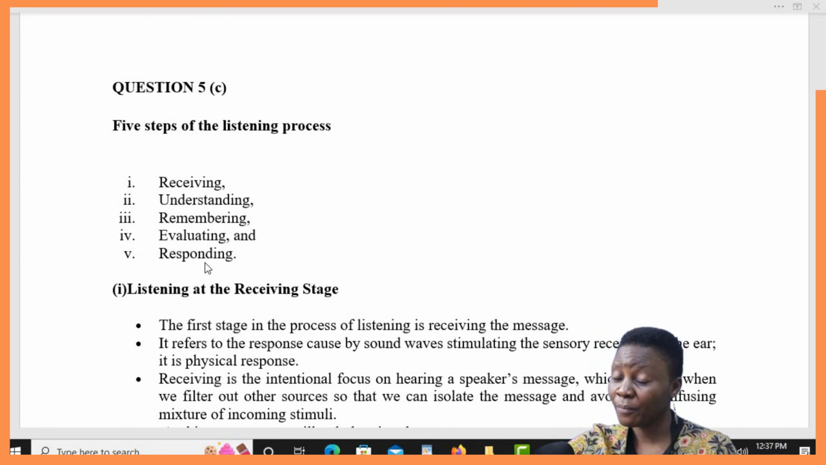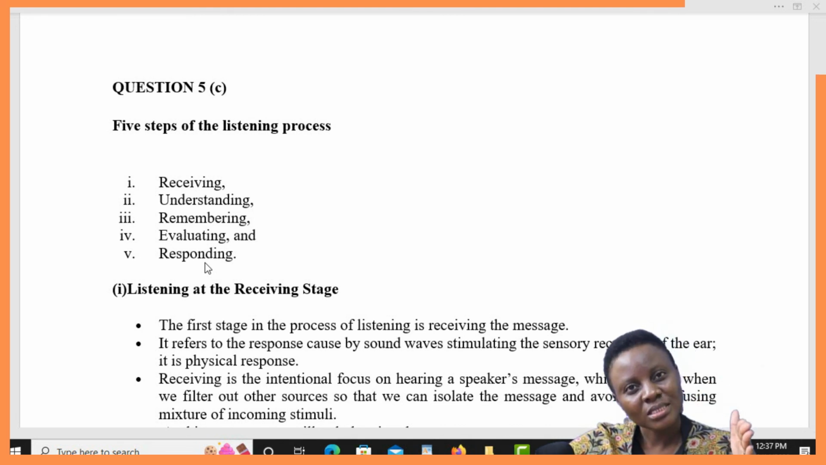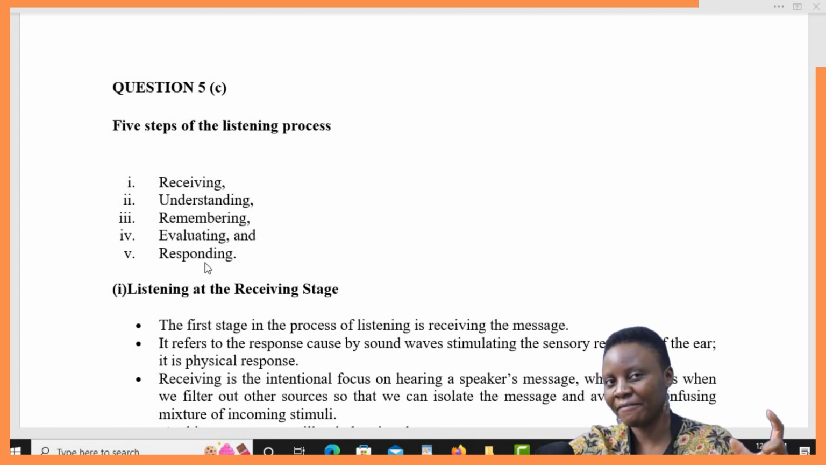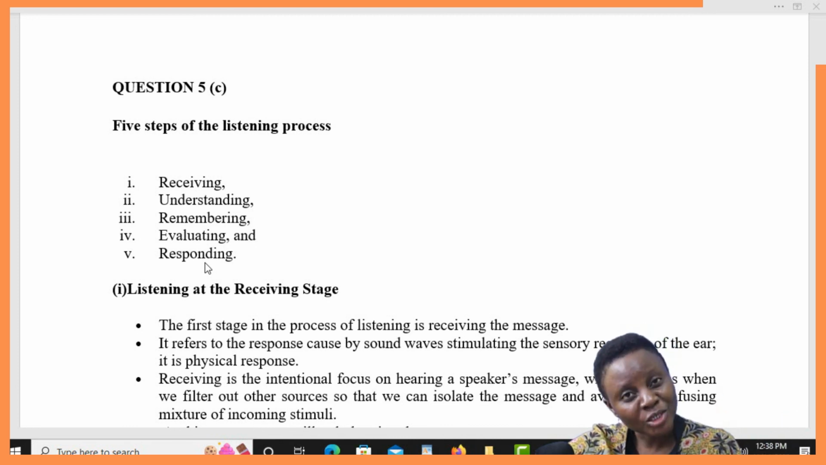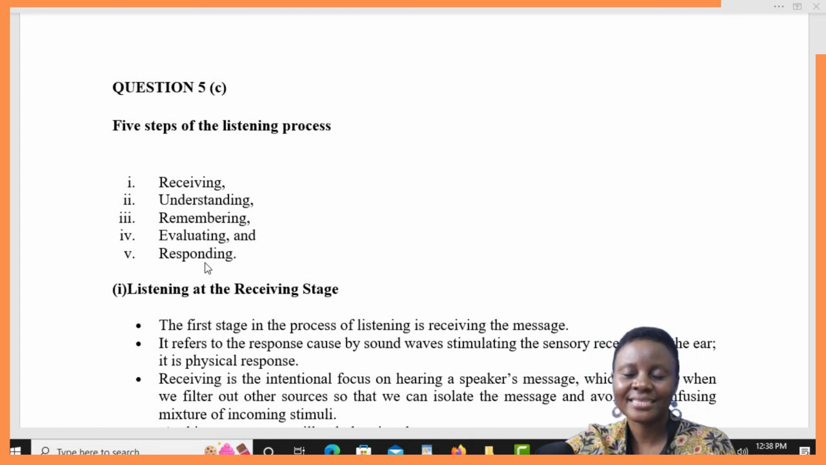Because you've received the communication by hearing, you've understood the communication, you can remember everything that was communicated, you've evaluated that communication so that you know what was the right thing to absorb and what you don't need to absorb, and then lastly, you give feedback depending on the evaluation stage that you did. So when all these things happen in a procedural or chronological way, as I've explained, that is what you call the listening process.